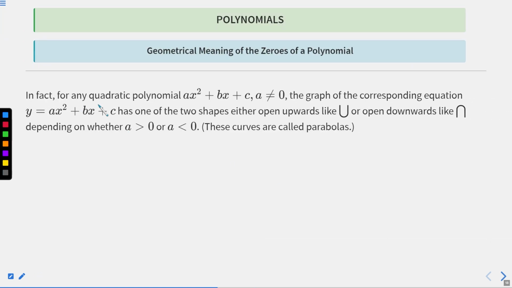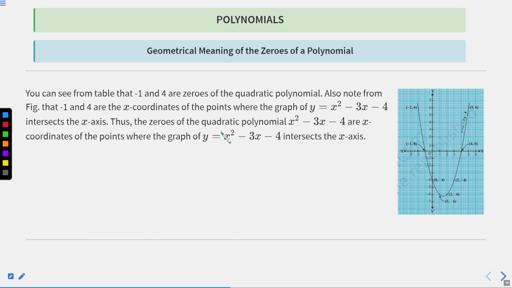So in fact, for any quadratic polynomial ax square plus bx plus c, where a is not equal to 0, the graph of the corresponding equation y is equal to ax square plus bx plus c has one of two shapes, either open upwards, okay, or open downwards. So it totally depends on the sign of a. Okay, depending on whether a is greater than 0 or a is less than 0. Okay, and these curves are called parabolas.